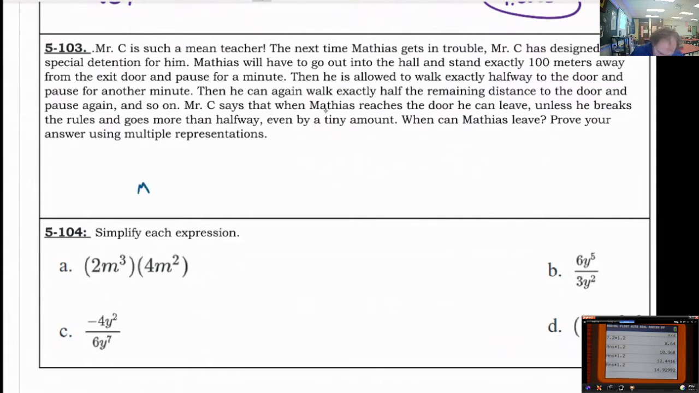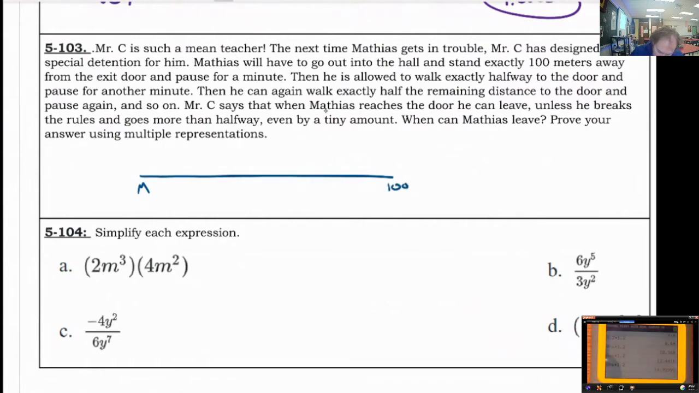So here he is at M, and there's 100 meters away. So he goes halfway to 50, and then he goes halfway again to 75. And then that pattern goes on and on and on. And when Matthias reaches the door, he can leave, unless he breaks the rules and goes more than halfway, even a tiny amount, and prove that when he can leave.